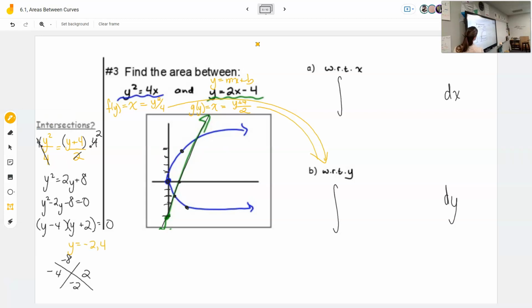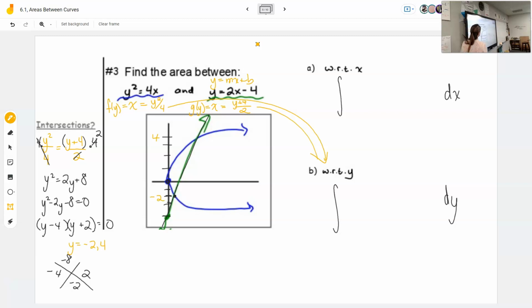So now I know exactly where this is hitting. This is hitting at -2 down here, and it's hitting at, ooh, my tick marks are not very accurate up here. Anyway. It's hitting at -2 and 4 according to the math.